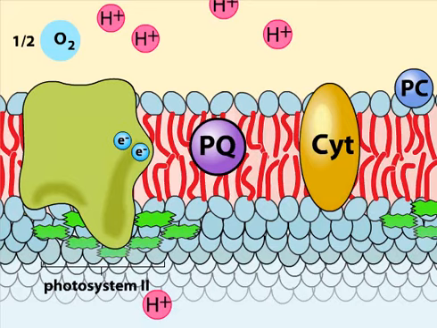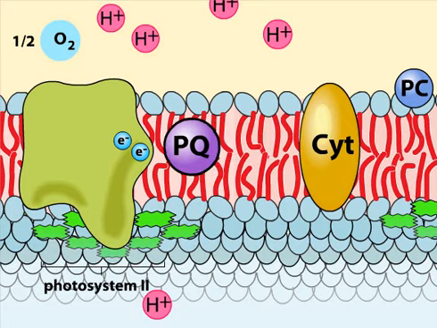Electrons, a water molecule dissociates into 2 hydrogen ions and half of an oxygen gas molecule. The oxygen later enters the atmosphere. Meanwhile, the electrons continue along the electron transport chain.